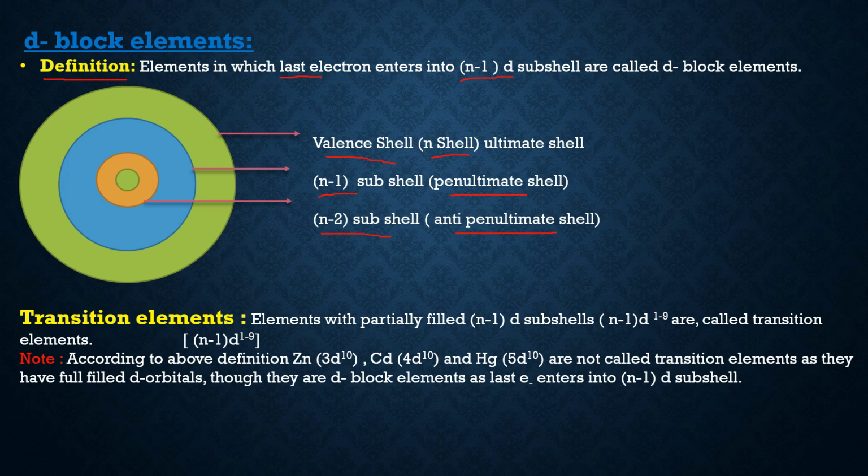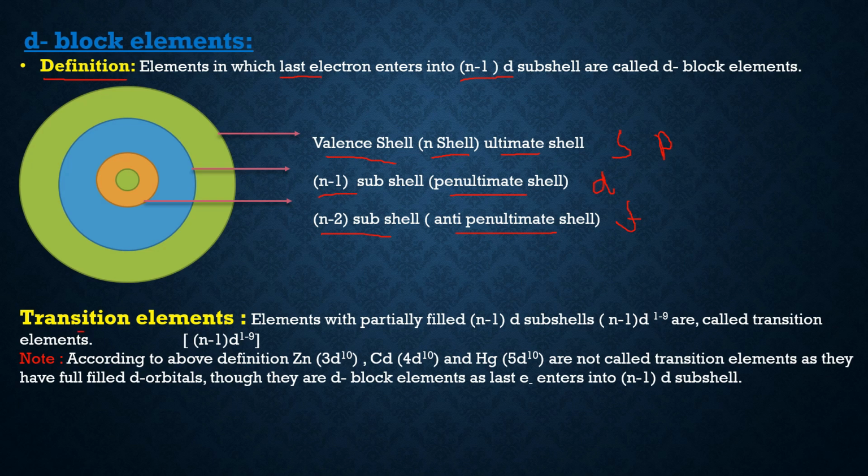So always remember that S and P, these two subshells are always filled in the ultimate shell, that is the ns and np shell. Similarly, D subshells are always filled in the penultimate shell, like the n-1 d subshell, and F block elements are always filled in the anti-penultimate shell, that is the n-2 subshell. So this is about the definition of D block elements.